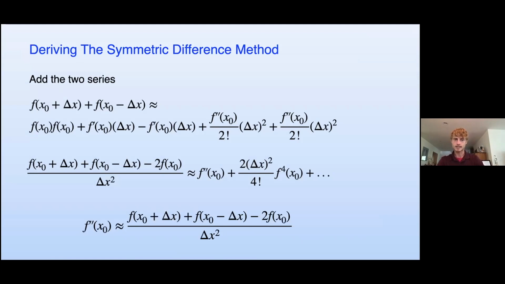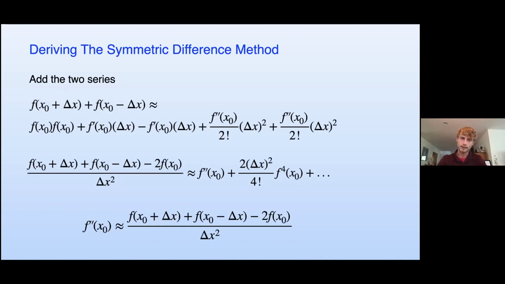But the idea is right there in the middle, you have f of x naught plus delta x plus f of x naught minus delta x minus 2 f of x naught, over delta x squared. And that's equal to our second derivative plus a bunch of stuff. And as we did before, we're saying that the stuff after the second derivative is really, really small terms that doesn't influence our approximation too much. So we're just going to cut those off, and we're going to say our approximation for the second derivative is what's on the bottom of the slide.